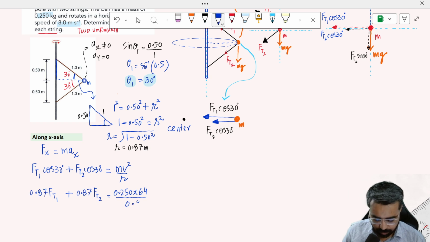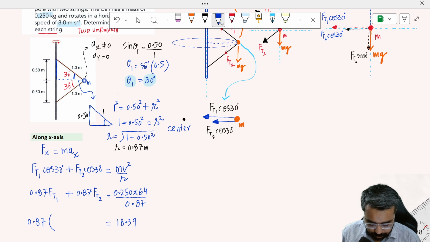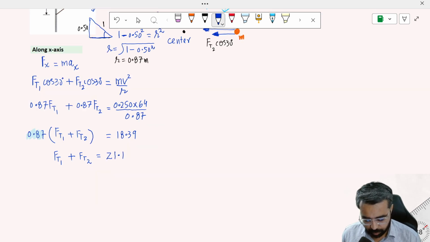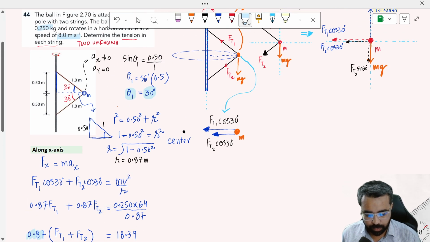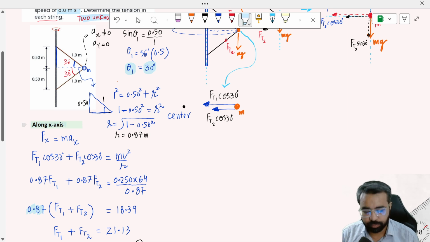And you see here the 0.87, this is 18.39. So let's write 18.39, whereas if I take 0.87 out of this bracket, we can make a simple equation, and then divide on the other side of the equation. Okay students, so we got 21.13. So this is our first equation. Remember I told you in this question we have two unknowns, so we need two equations. The first equation we got by considering the forces along the x-axis.